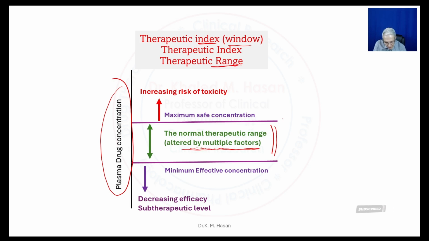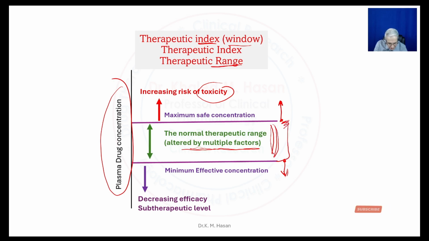We have two levels here. This level and above is considered toxic effect, the maximum safe concentration. There is a risk of toxicity above this level, and below this level we have what we call the subtherapeutic effect, the minimum effectiveness. So for this reason, we need the medication to be within the therapeutic range.